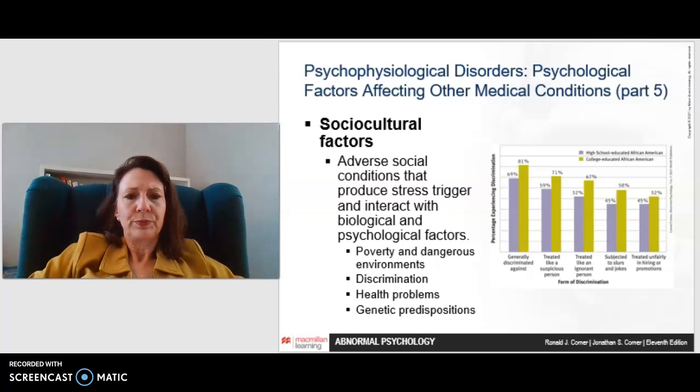Sociocultural factors include adverse social conditions that produce stress, triggers, and interact with biological and psychological factors. These include things like poverty and dangerous environments, discrimination, health problems, and genetic predispositions.